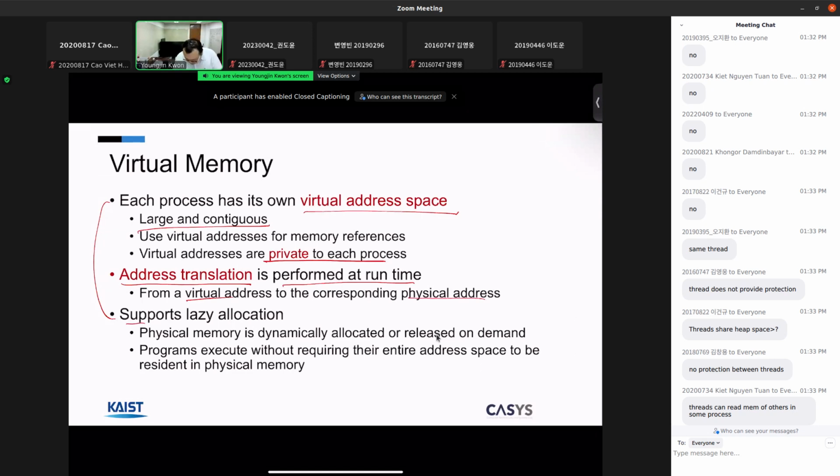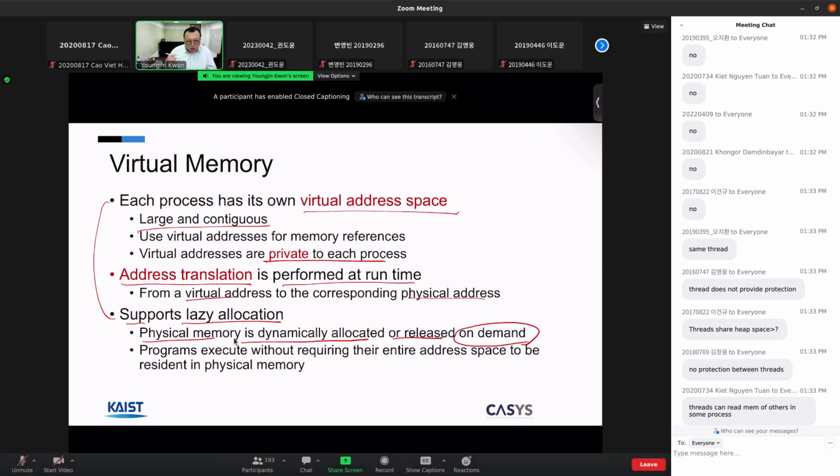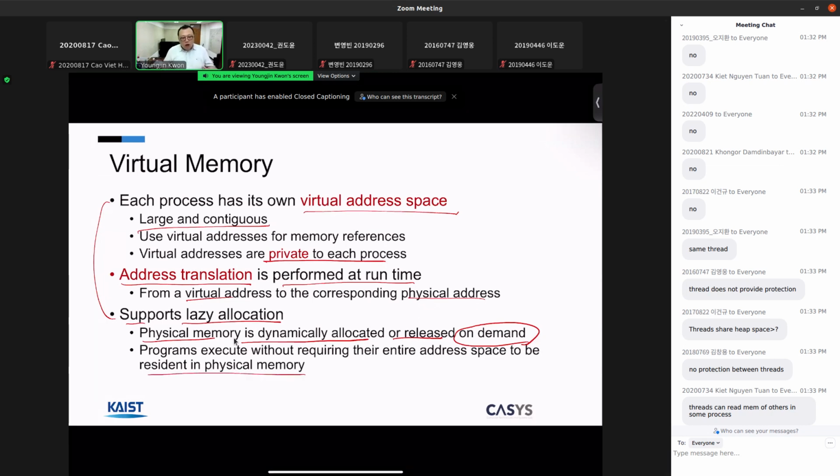Third, it supports lazy allocation. Physical memory is dynamically allocated and released on demand. I just talked about that. Demand paging: our program executes without requiring the entire address space to be resident in physical memory. So if a process wants to use 1 terabyte, 1 terabyte is not immediately allocated. Once the process starts using it, the operating system allocates gradually on demand. Okay, that is the three key requirements for the design outline of virtual memory.